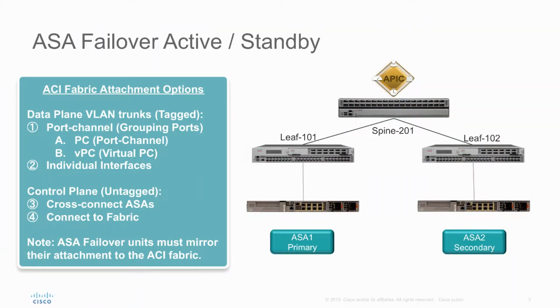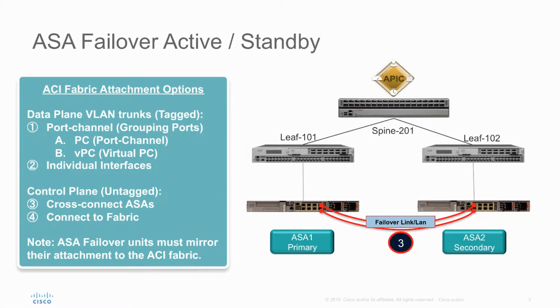With ASA failover active standby option with APIC, we have a couple of options on attaching our failover mates to the fabric. Our data plane options are to use a port channel, either single port channel with multiple ports grouped into a leaf, or virtual port channel, which allows us better redundancy with two leaf switches that we actually dual attach our ASA to. We can also use individual interfaces as VLAN trunks, and those can go into any of the switches within the fabric.